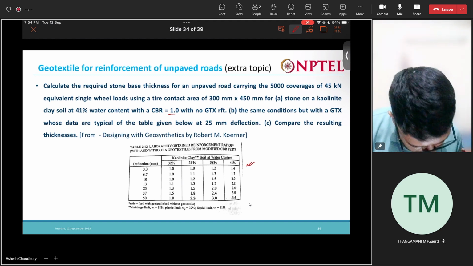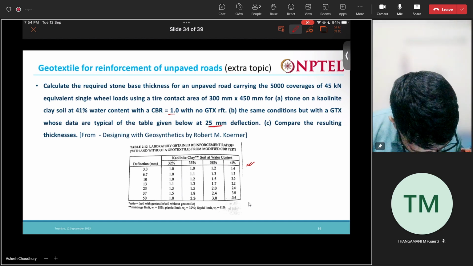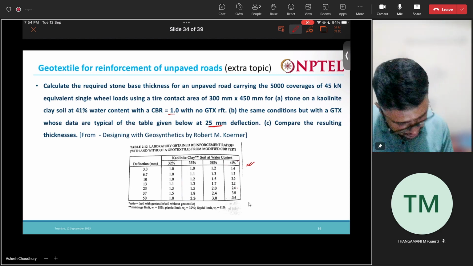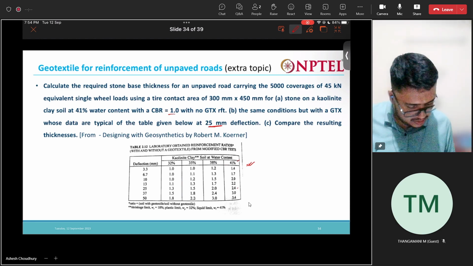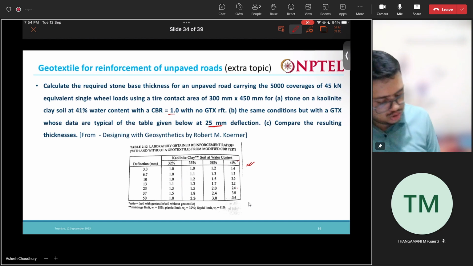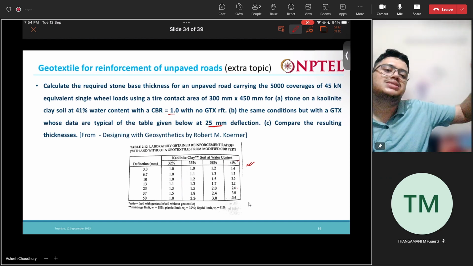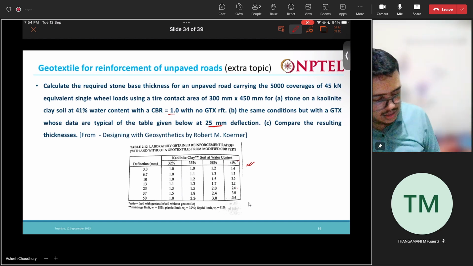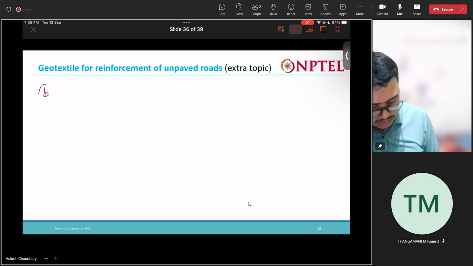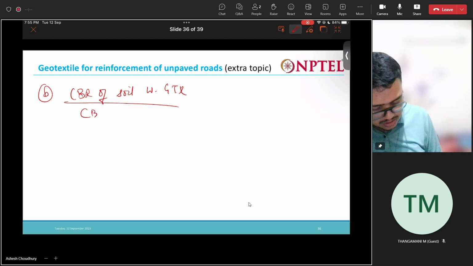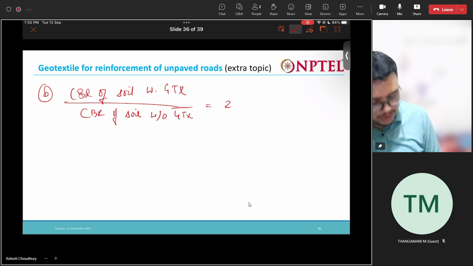Our soil, the deflection is how much? 25 mm deflection, and kaolinite clay soil at water content 41% for this one. So 2.4. Okay, so these are the ratios. 2.4 is the ratio. Ratio means CBR of soil with geotextile by CBR of soil with no geotextile. So in our case, CBR of soil with GTX by CBR of soil without GTX is 2.4 from the table.